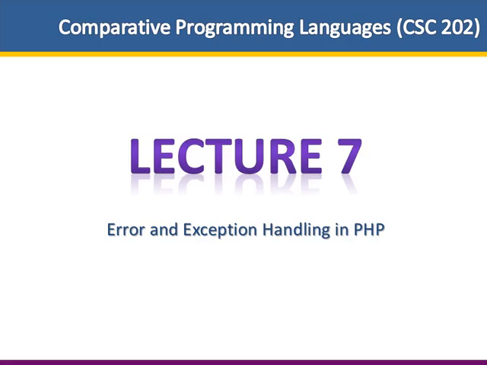Error and exception handling. And we tried to explain error in programming: that when we try to write code, mistakes are almost inevitable, especially when you are writing code for the first time. So mistakes are almost inevitable, and these mistakes are called errors.